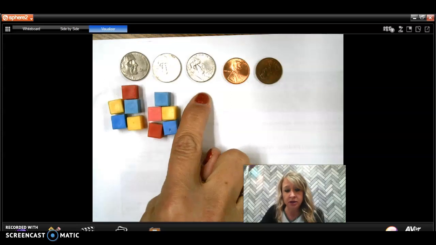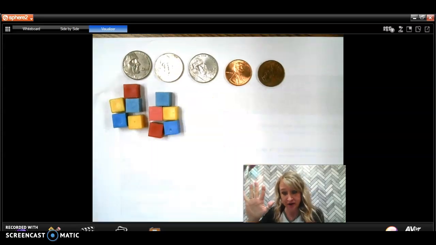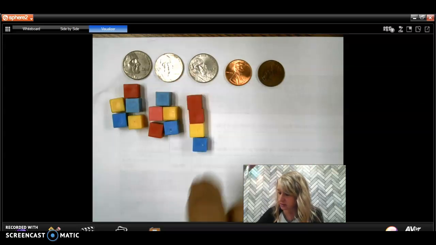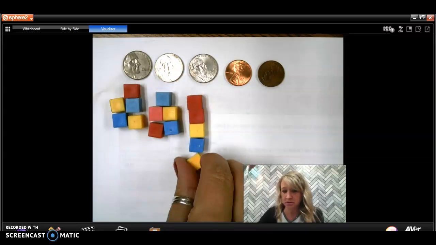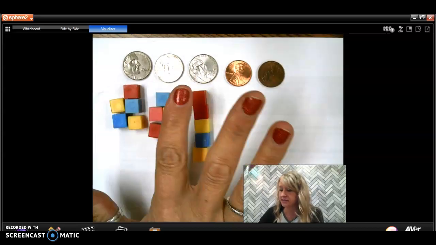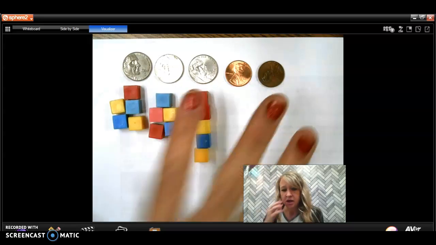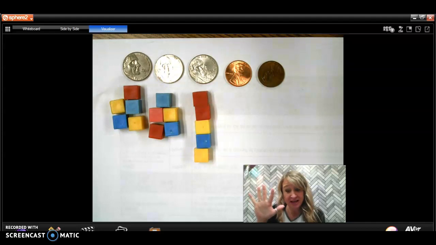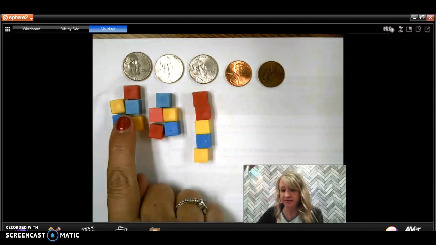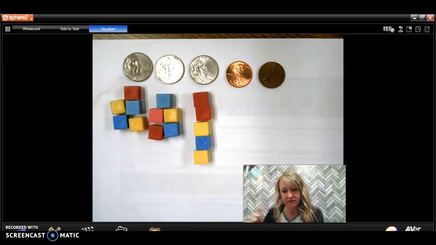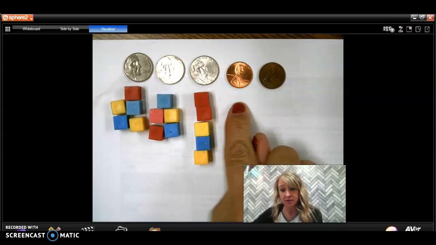How many units am I going to use for this nickel? 5. 5 units. Okay, so this is 5, this is 5, and this is 5. We should probably count those by 5s. Count with me. 5, 10, 15. Very good. All right, so how much is 1 penny?